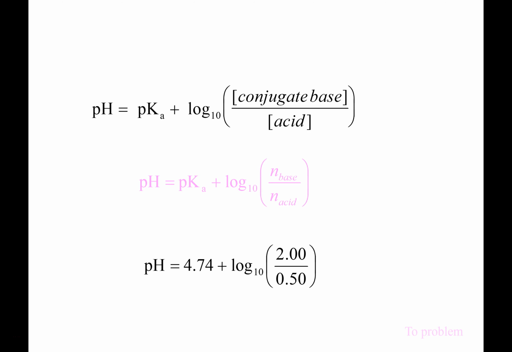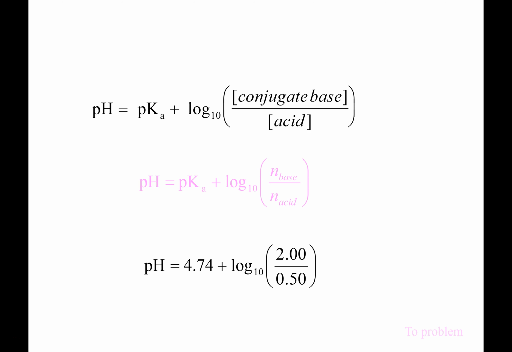We must have done this earlier in your notes. If you take the negative log of the Ka, you should get 4.74 for the pKa of acetic acid. There's a table.